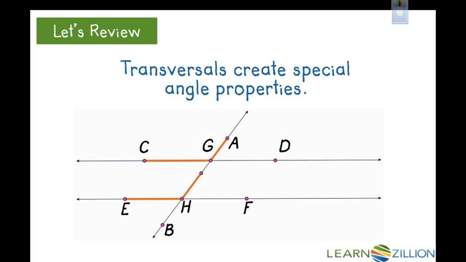Any two angles that share the same position on the transversal on the same sides of two different parallel lines are called corresponding angles. Angle CGH and angle GHF are alternate interior angles. They are on alternate sides of the transversal and they are inside the set of parallel lines. Alternate interior angles are always congruent.